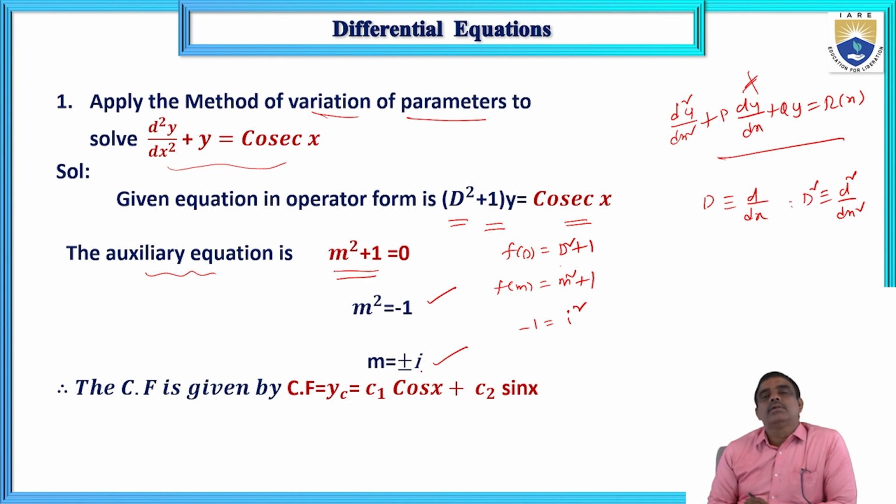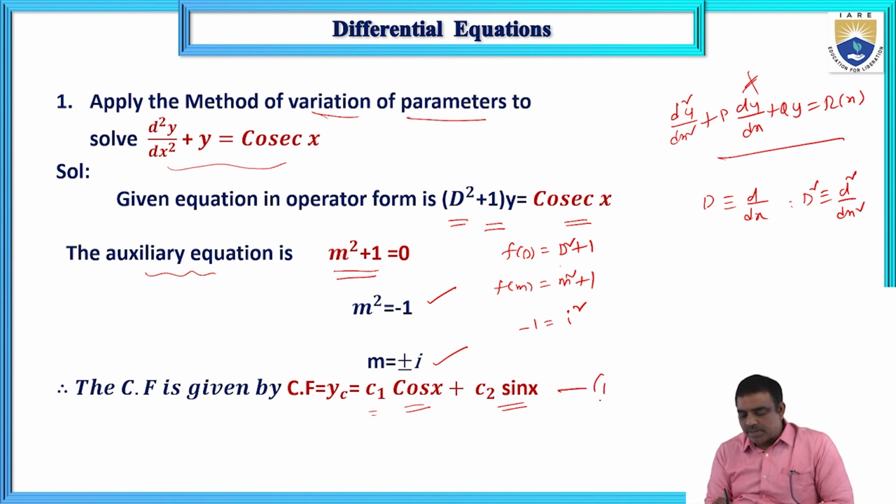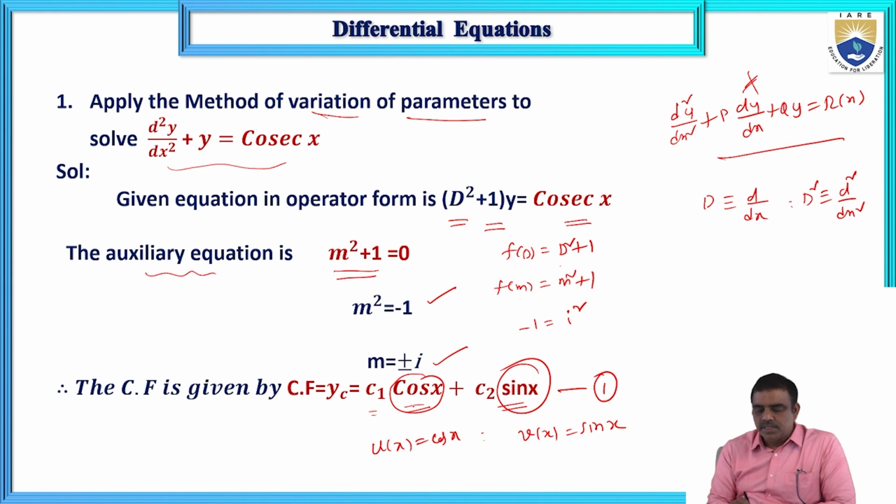So the roots are complex roots, and as per our complementary function, yc is equal to c1 into u of x, that is cos ax, where a is 1 here, plus c2 sin x. That is the complementary function, or yc, for the given problem, and call this equation number 1. So here, we are assuming u of x is equal to cos x, and v of x is equal to sin x.